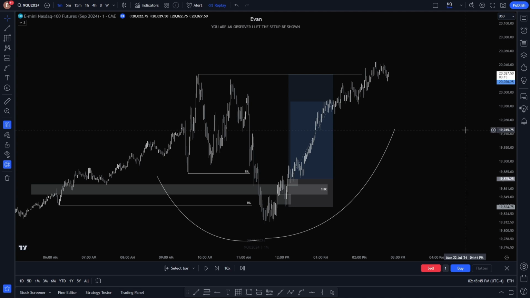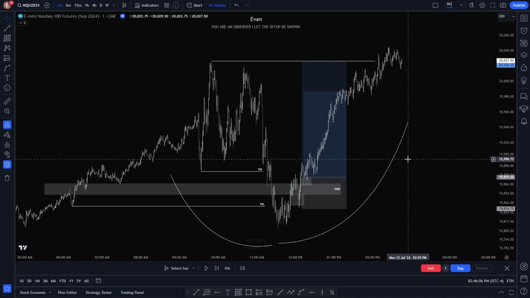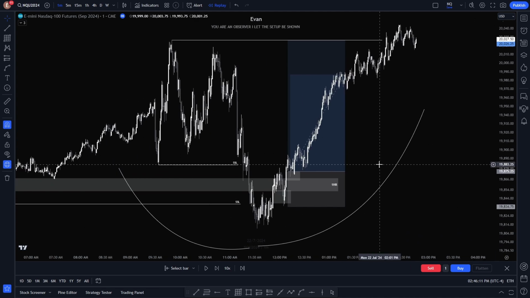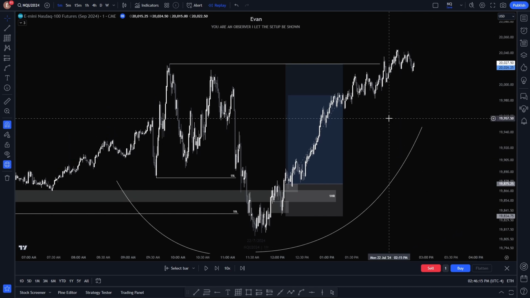Well, the answer is what they both have in common is they're both aligned with the external bias. They both have the same bias. And they're both the same type of model. But one is just fractionalized on a smaller time frame. So which automatically gives it higher probability. Which makes it even more A plus when you align that. So this is everything that I look for in a trade.